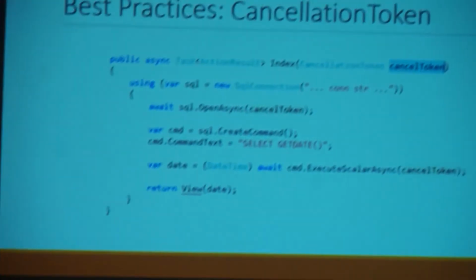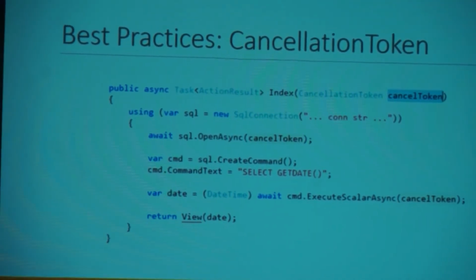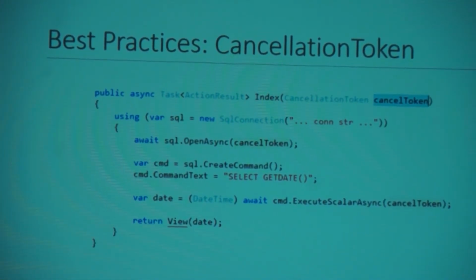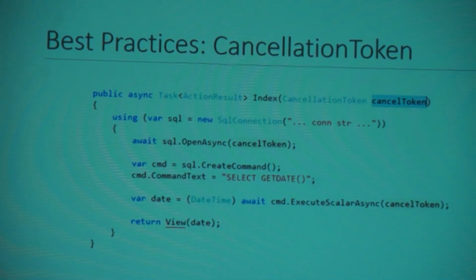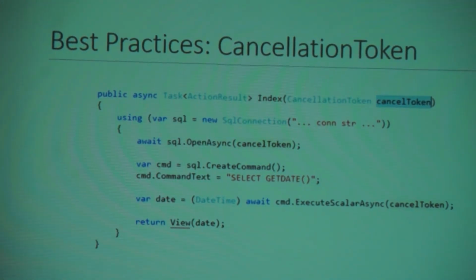So another best practice is a cancellation token. A cancellation token can be generated by a cancellation token source. What it does is it gives you the opportunity to cancel some sort of asynchronous request. And we're going to actually do a demo of this here in a bit. But if you're doing ASP.NET MVC or ASP.NET Web API, you can just add a cancellation token parameter onto your action method, and ASP.NET knows what to do with that. It'll automatically give you a cancellation token.